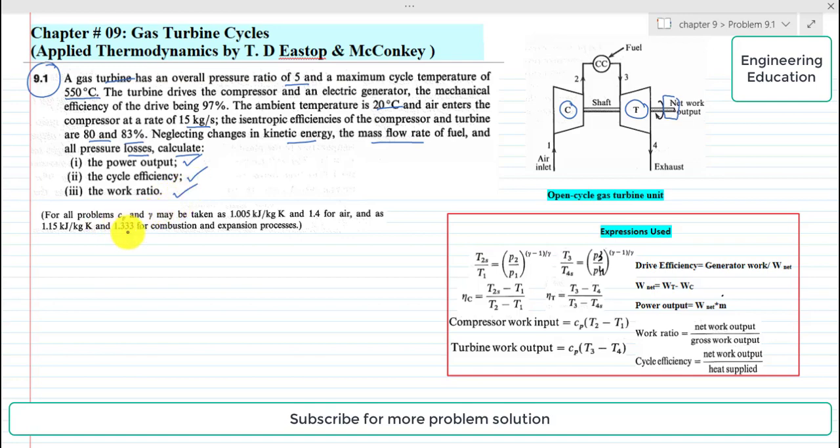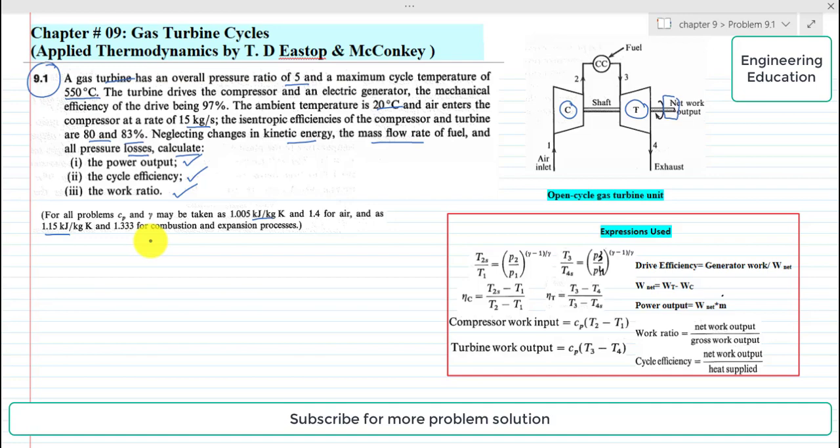For the solution of this problem we have to assume Cp and gamma as 1.005 kJ per kilogram per Kelvin and 1.4 for air, and for combustion and expansion processes we will assume Cp is equal to 1.15 kJ per kilogram per Kelvin and gamma is equal to 1.333.